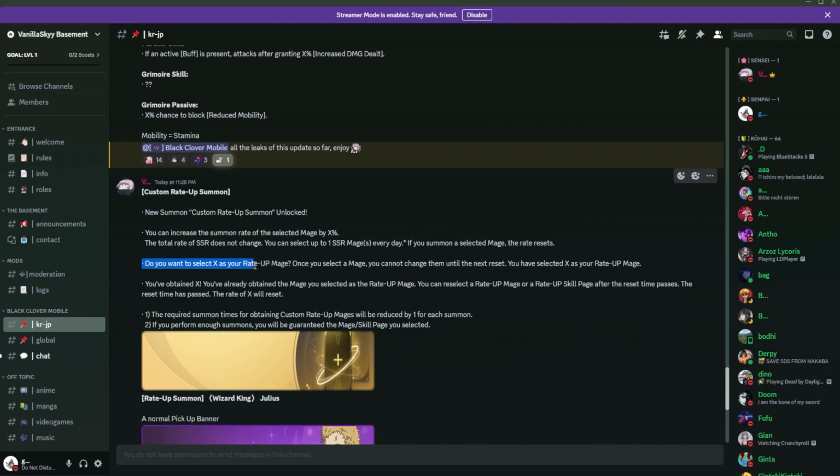Do you want to select X as your rate up mage? Once you select a mage, you cannot change them until the next reset. You have selected X as your rate up mage. You've obtained X. You've already obtained the mage you selected as the rate up mage. You can reselect the rate up mage or rate up skill page after the reset time passes. The reset time has passed. The rate of X will reset. A lot of information to take on.